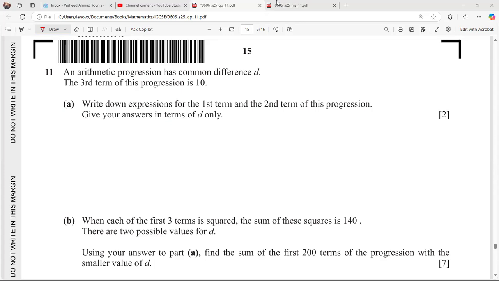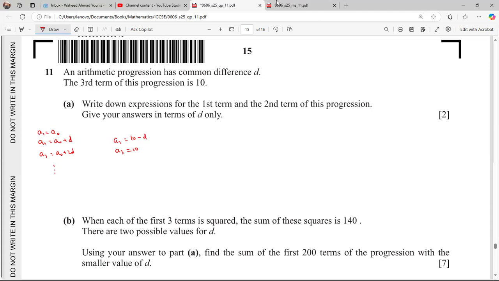Remember, the first term is A0, let me call it. The second term is A0 plus d. The third term is A0 plus 2d, and so on, right? I can write it in this way as well: I know that the third term is 10, so the second term is going to be 10 minus d. Makes sense? And the first term, A0, is going to be 10 minus 2d. So the answer to this question is that the first term and second term are these ones.